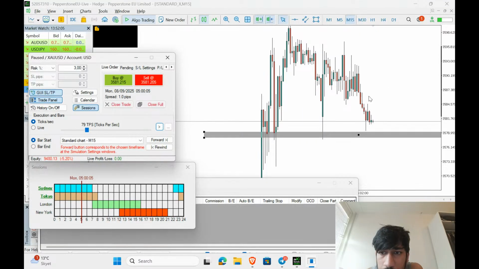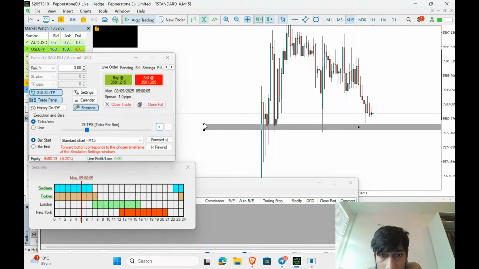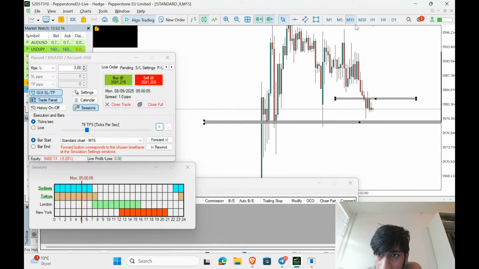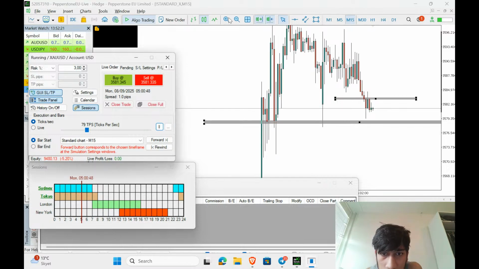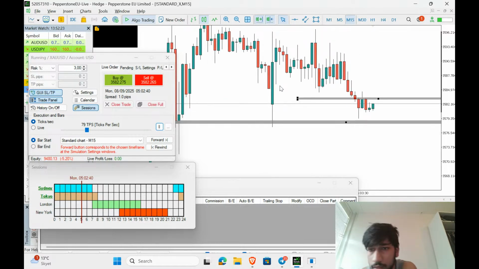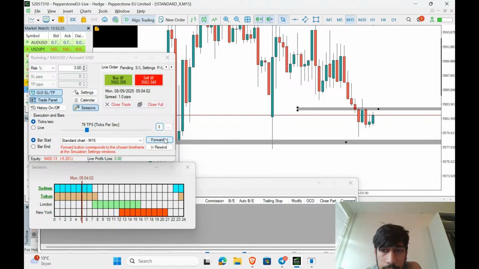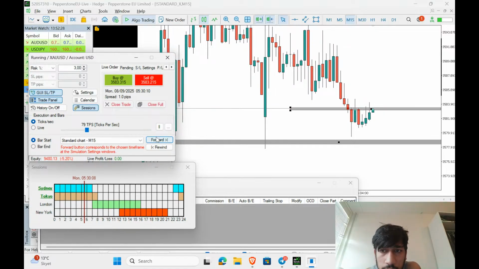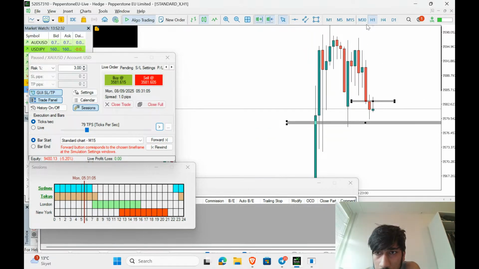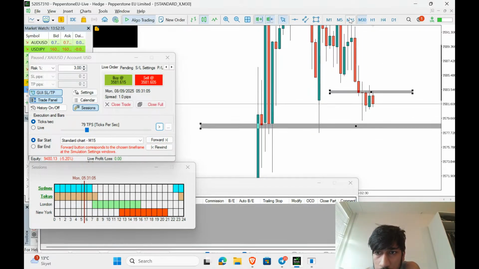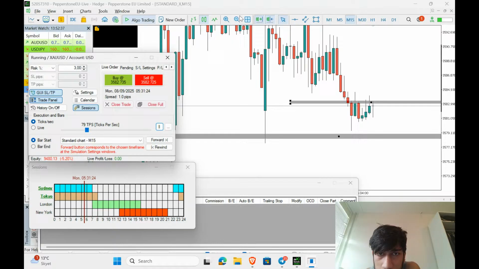H1, M15, it's just like this. But we have minor resistance right over here. But if a candle can close above this, then there would be a very high possibility for price to move up, brother. Other than that, it's just nothing. Forward, forward, 30-minute closed bullish. H1 we are coming down, 30-minute closed bullish. M15 is just nothing.